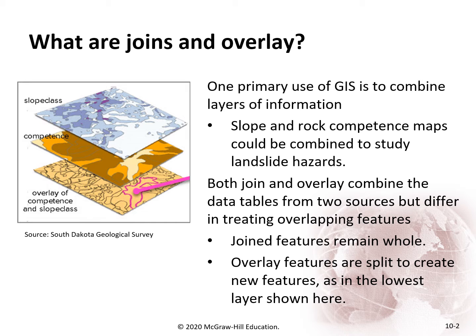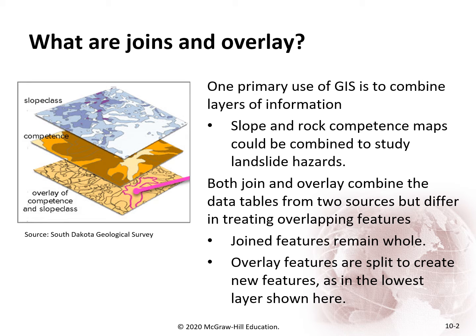Things like slope and rock competence maps should be combined to study things like landslide hazards. It's only when you have certain combinations of geology and certain slope that, hey, we've probably got a solid rock contact near the surface, and if this slope becomes saturated, the landslides become more likely.